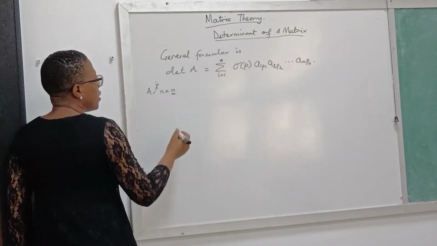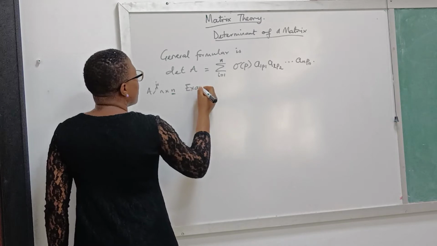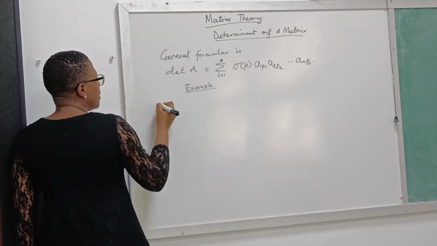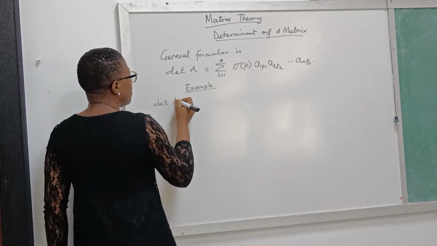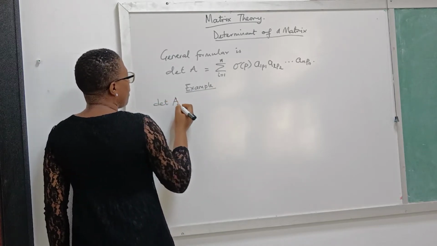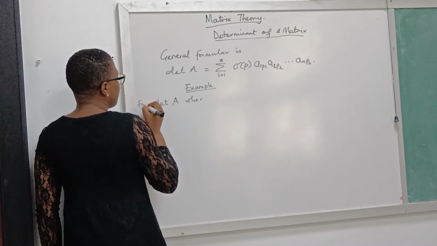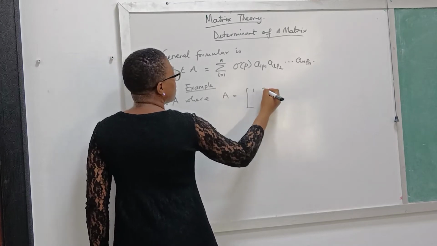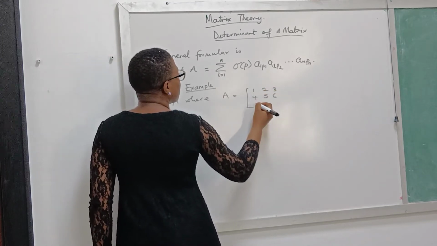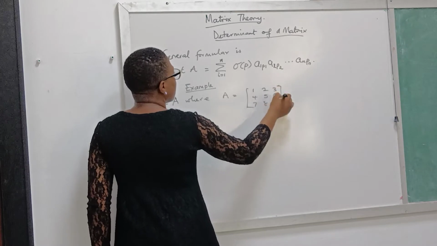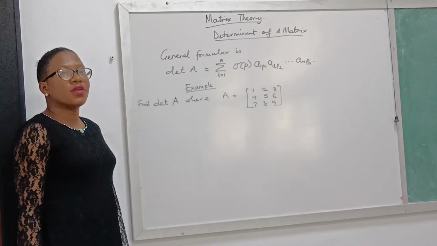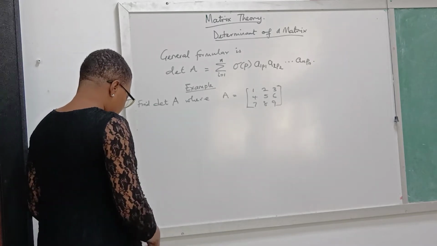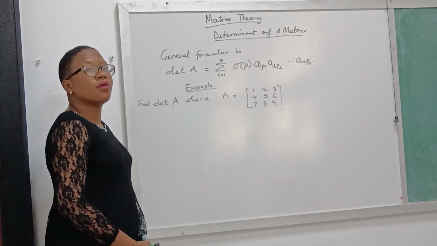So an example here, let's just take one example before we leave that. Find the determinant, this is an exercise now, of A, where A is equal to 1, 2, 3, 4, 5, 6, 7, 8, 9. There are two ways to find these determinants. We can use the formula or use another way. Should we use the formula or should we teach the other way?